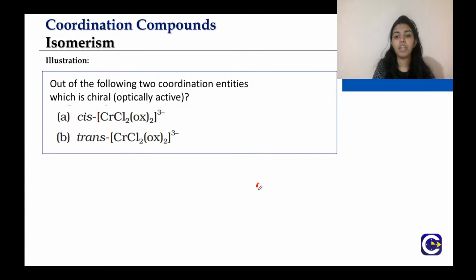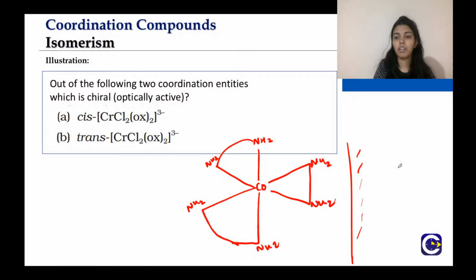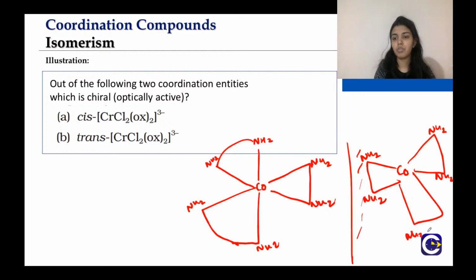See, when you were drawing cobalt en3, let us say, this we are having NH2 and this bond we are having NH2. Then this we are having NH2 and then NH2, and then this we are having as NH2 and then NH2. If you draw the mirror image of it, it will be somewhat like this: NH2, NH2, then here NH2, NH2, and then here NH2, NH2.